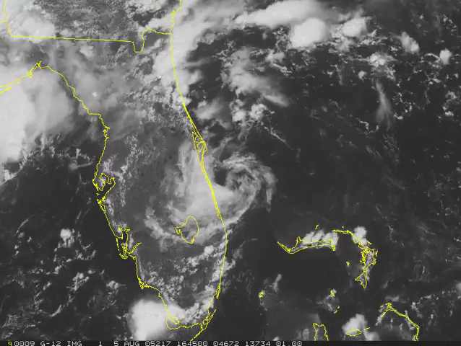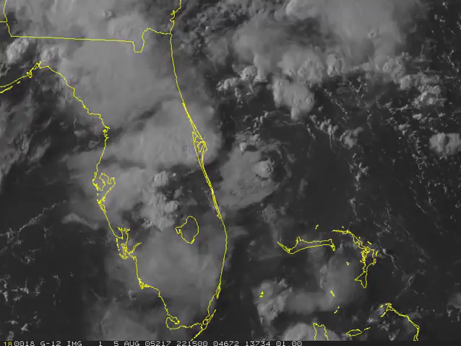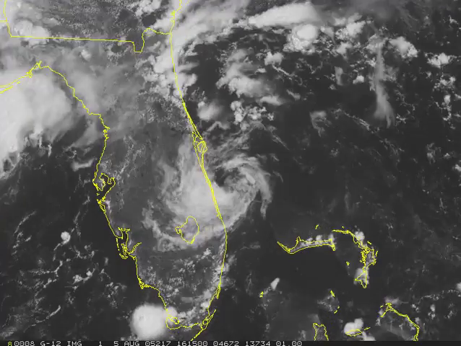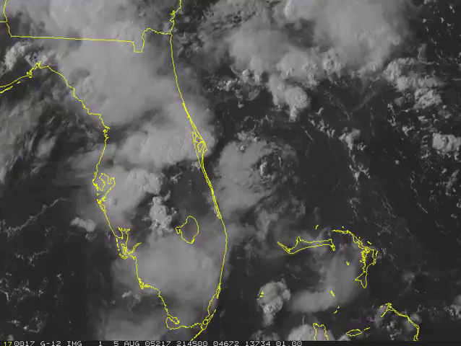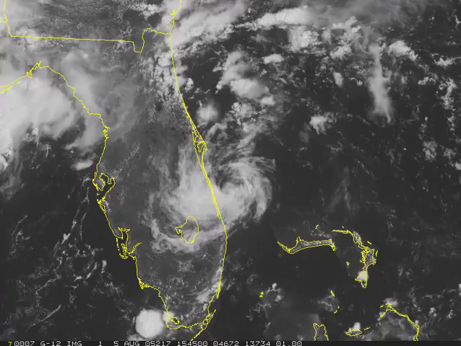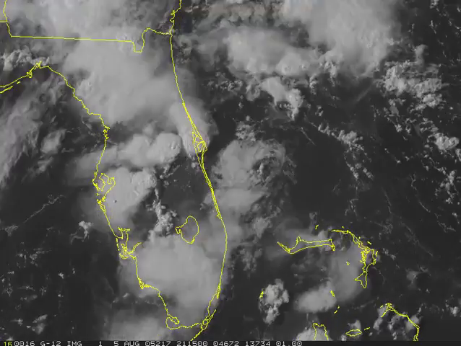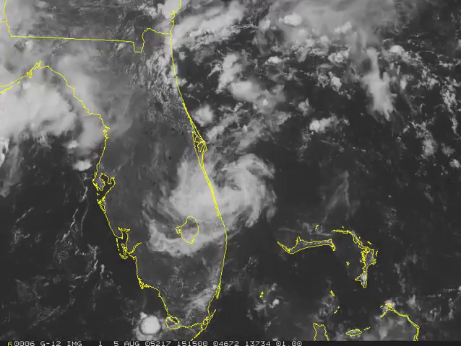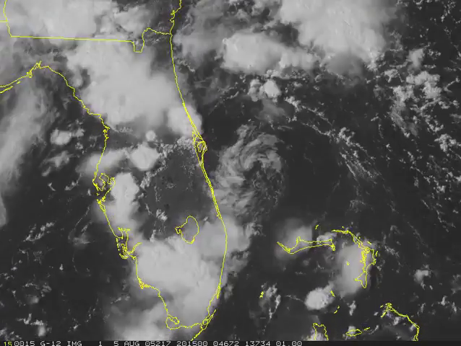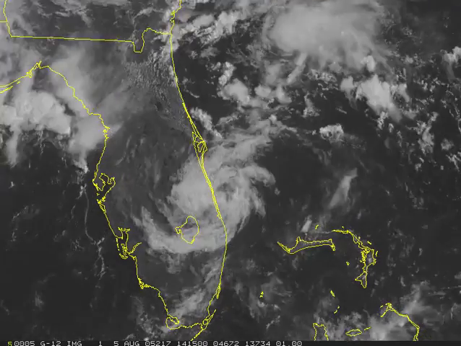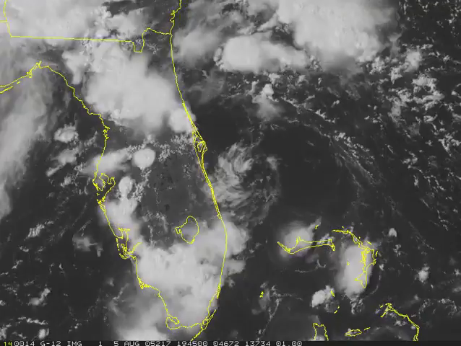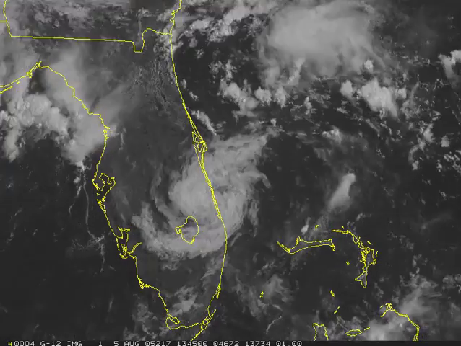In this visible loop, we see an MCV over Florida moving eastward. By late in the day, we see new convection associated with the MCV. Just looking at the visible imagery alone, it's unclear what the origin of this MCV was. Next, we'll look at IR imagery to go further back in time during the overnight hours to determine its origin.